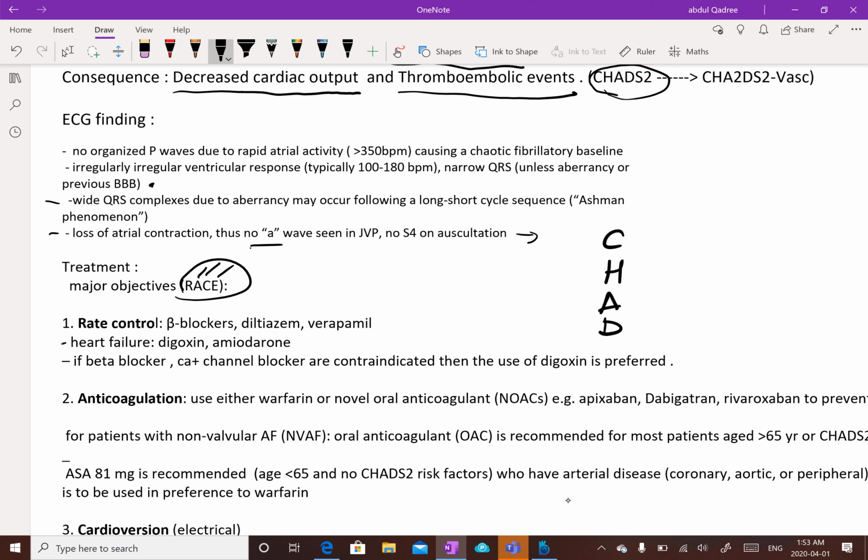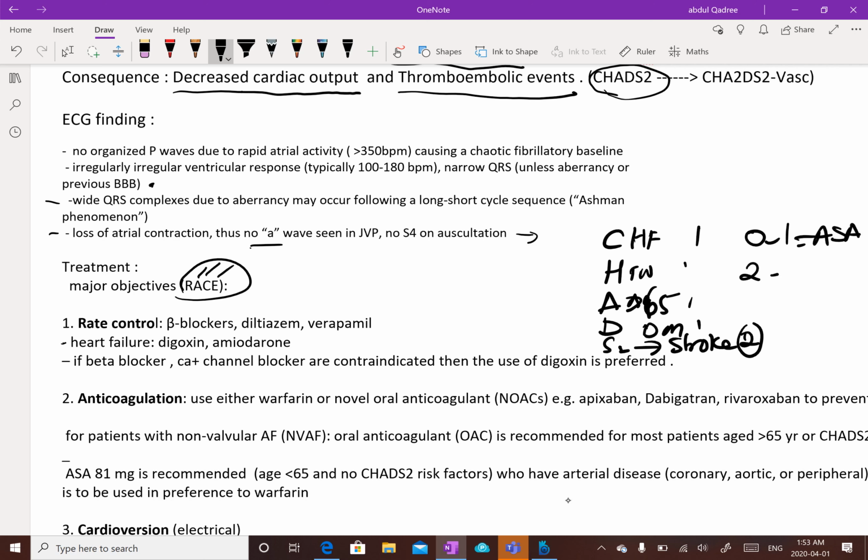So let's say CHADS2. This is CHF, hypertension, age greater than 65, diabetes mellitus, and stroke, which is previous stroke. Stroke contains 2 points. So this is 1, 1, 1, 1, and then 2. All right. So if it's 0 to 1, you can use aspirin. If it is 2, you use warfarin.